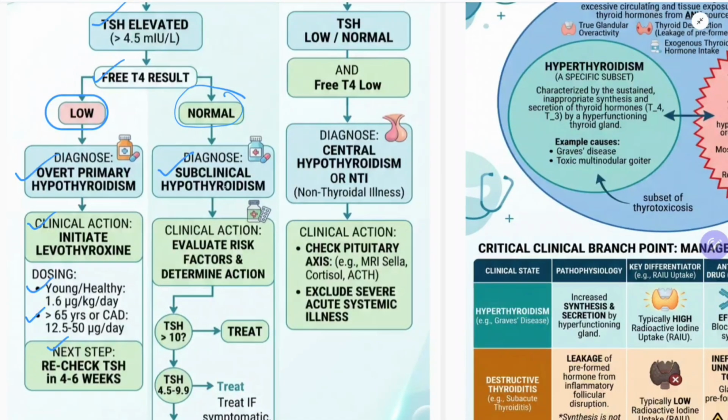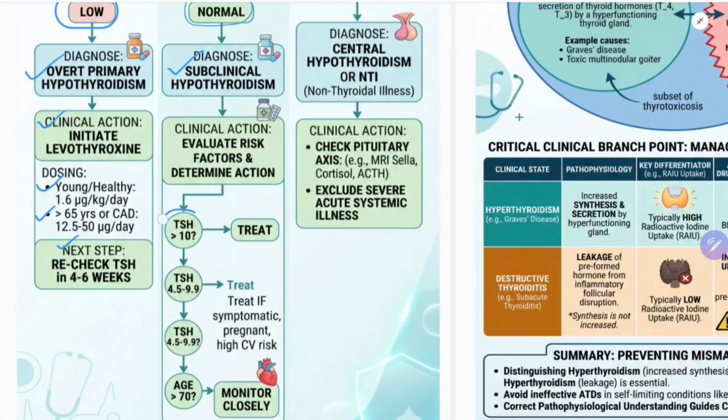Now, TSH is elevated but FT4 is normal. Clinical action: if the TSH is more than 10, then treat. If it is less than 10, treat if the patient is symptomatic with highly specific symptoms, if the patient is pregnant, or has high cardiovascular risk factors like heart failure, coronary artery disease, dyslipidemia or metabolic syndrome. In patients aged more than 70, just monitor, with a wait and watch policy, because with age the levels of TSH also increase.